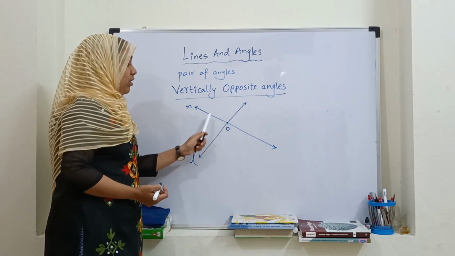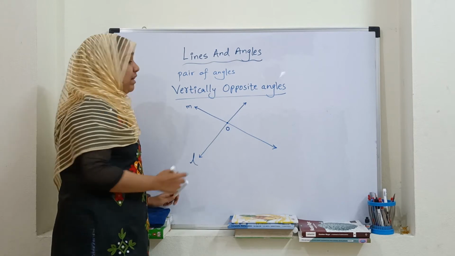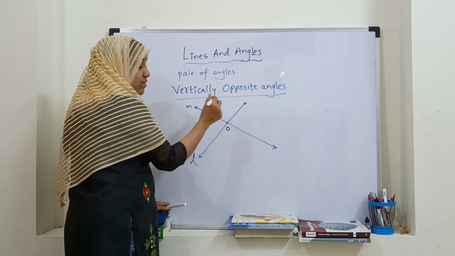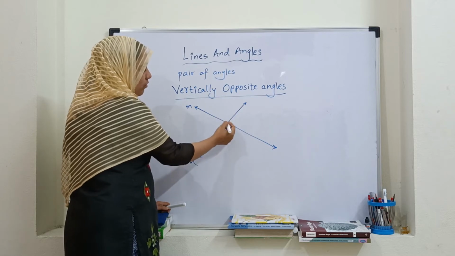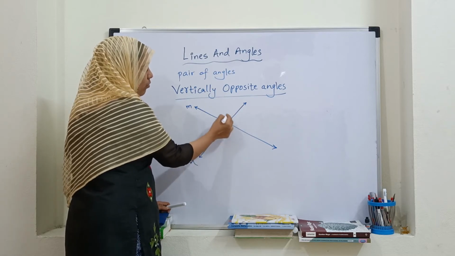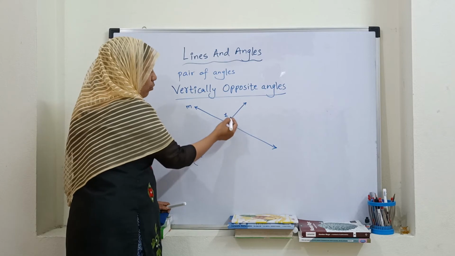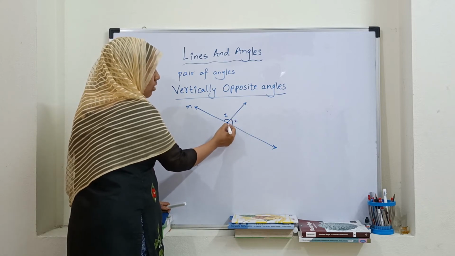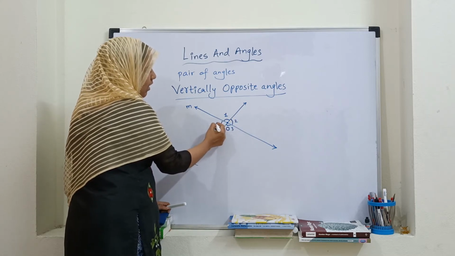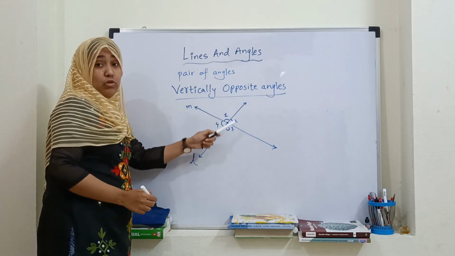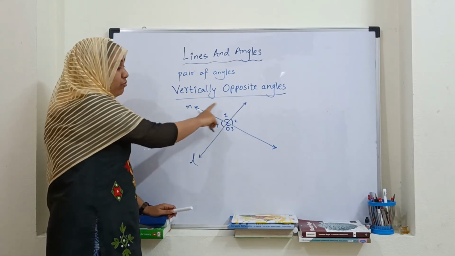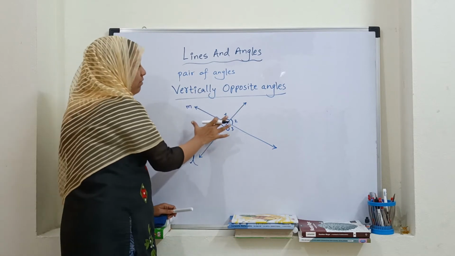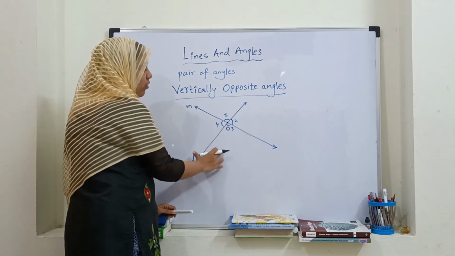So you observe here two straight lines are cutting each other, meaning they are intersecting each other at a common point O. So you observe here four angles are forming. Let us name them: angle 1, angle 2, this is angle 3 and this is angle 4. So when two lines cut each other at one common point, they make four angles. We have some special properties for these four angles.